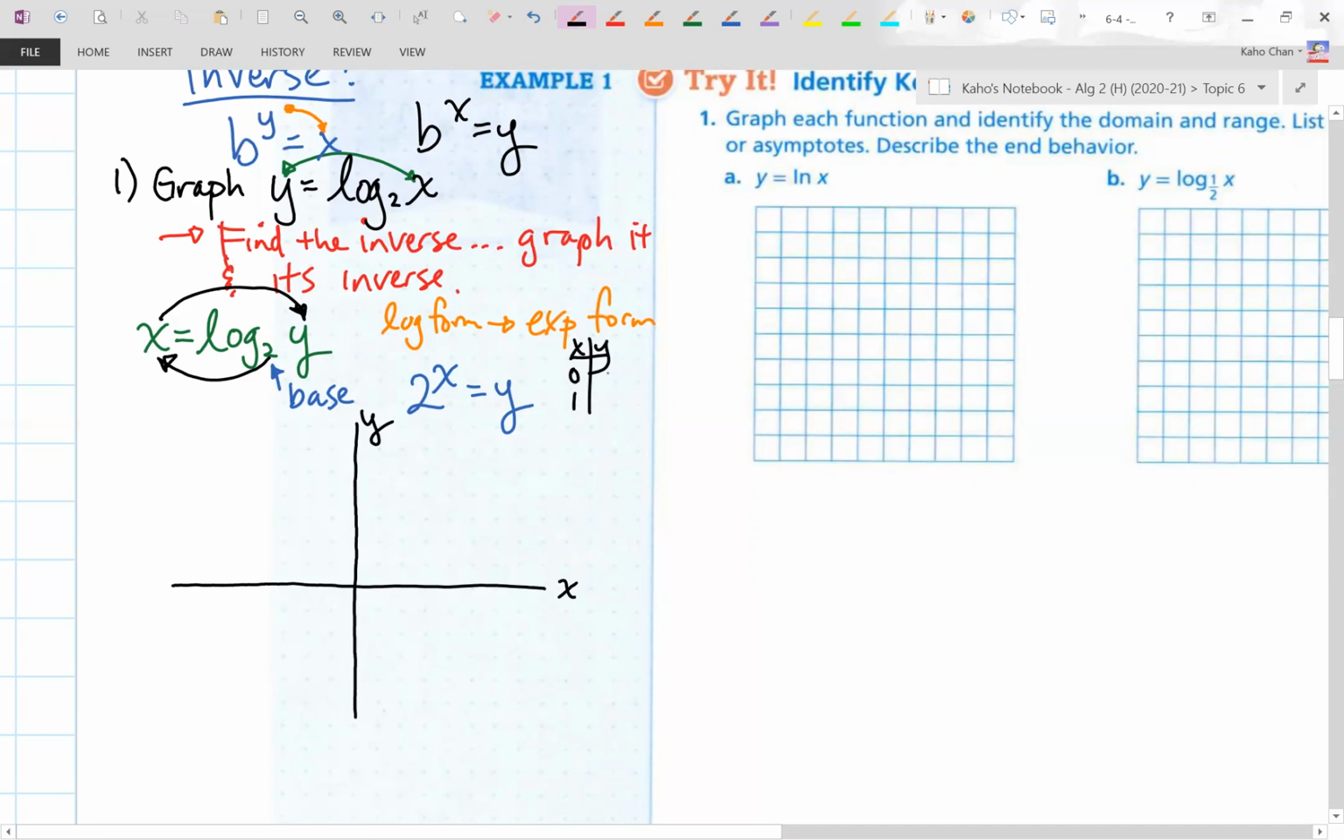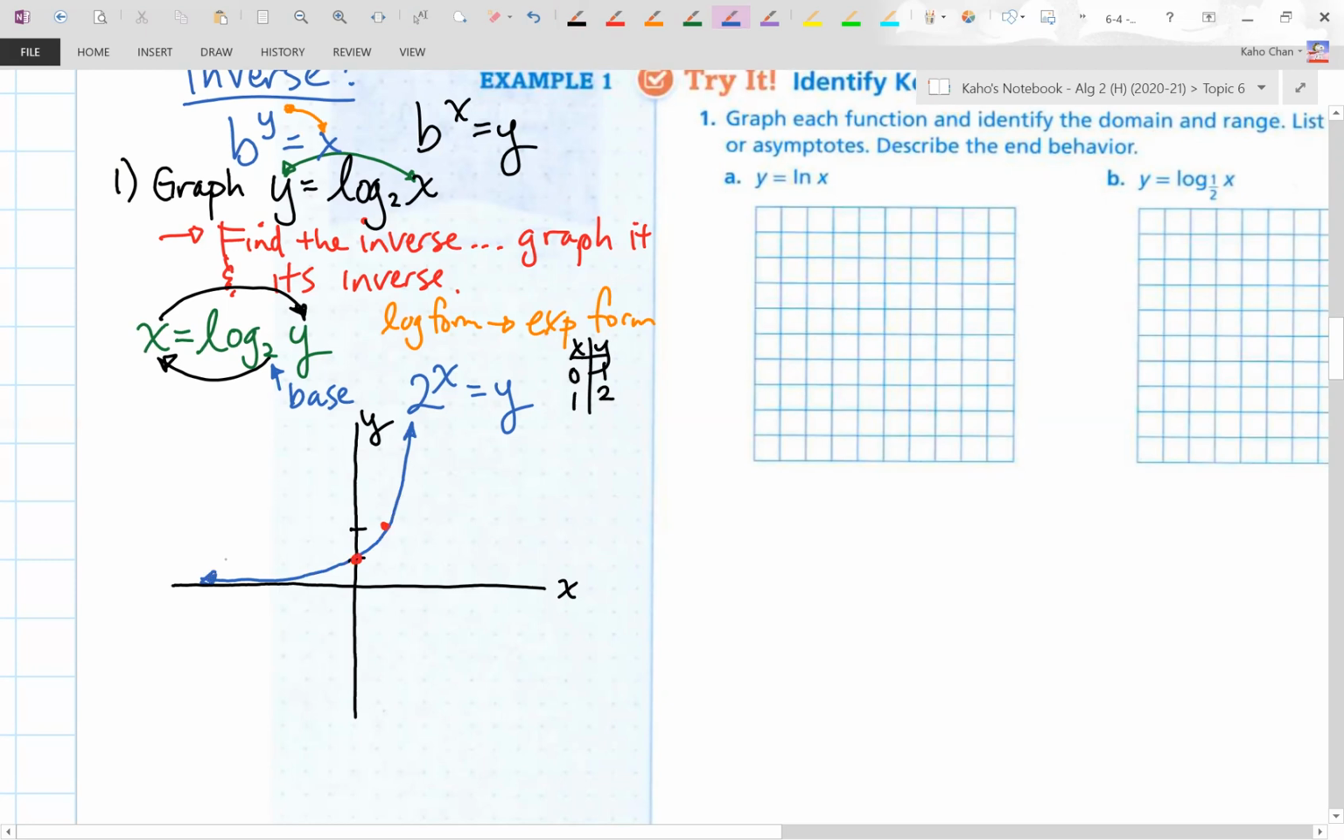0, 1, 2 to the 0 is 1, 2 to the first is 2. Plot those 2 points. Easy peasy, 0, 1, 1, 2. Look familiar? This is exponential growth, right? From left to right. So I'll just draw that in blue. Yay, there it is, ladies and gentlemen. That's 2 to the x power.